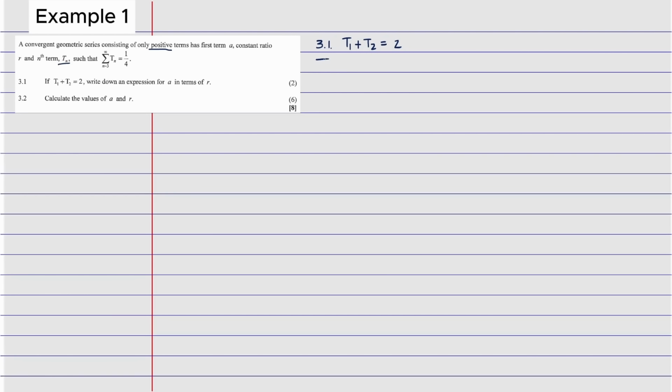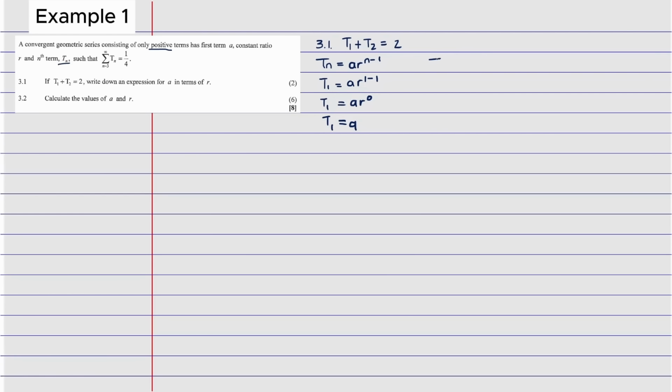So we know that Tn is equal to a times r to the power n minus 1. So let's find T1 and T2 here. T1 is going to be equal to a times r to the power n minus 1, and this is going to be 1 minus 1, which is exactly a times r to the power 0, which is going to be a. We already know that a is the first term, so that's how you would find T1.